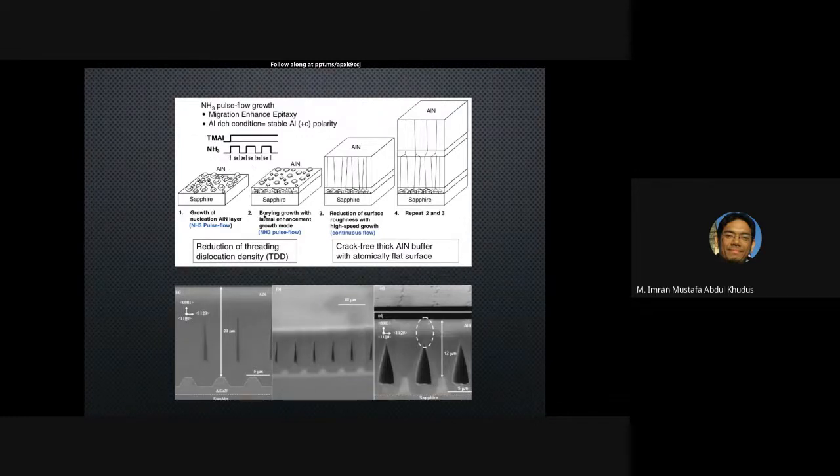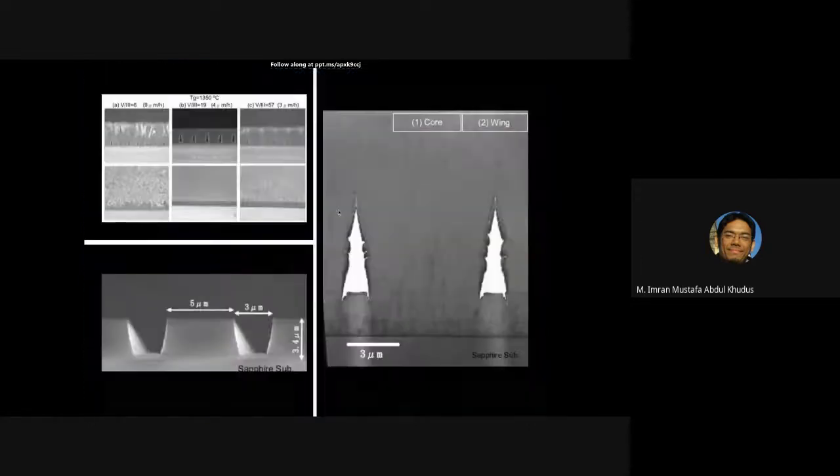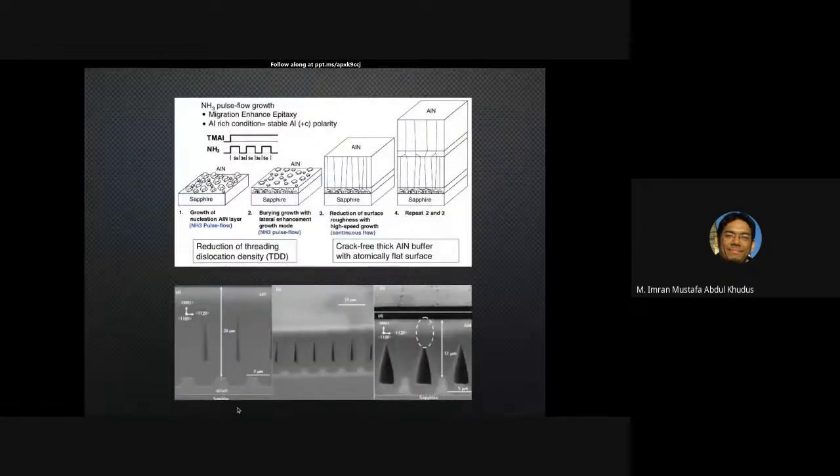Because you pulse your ammonia, initially it creates these nucleation growths, and there's a mechanism to it essentially, but you can make the dislocations disappear or become fewer as you grow thicker and thicker, right? Obviously you can use ELO on this, for instance. So you can use a sapphire substrate, which is like this, and this is what this group has done. They've done ELO using migration enhanced epitaxy, right? So the results are fairly good.